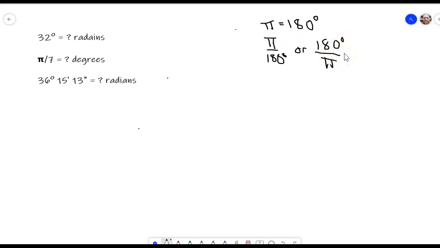So let's take a look at an example. So this first one here is 32 degrees. So I'm going to start with the 32 degrees. I always start with my known quantity. Go ahead and put that over 1, just because I can put anything over 1. And I'm going to multiply that by one of my unit fractions here, and I want to convert this over to radians. So which one of these do I use?